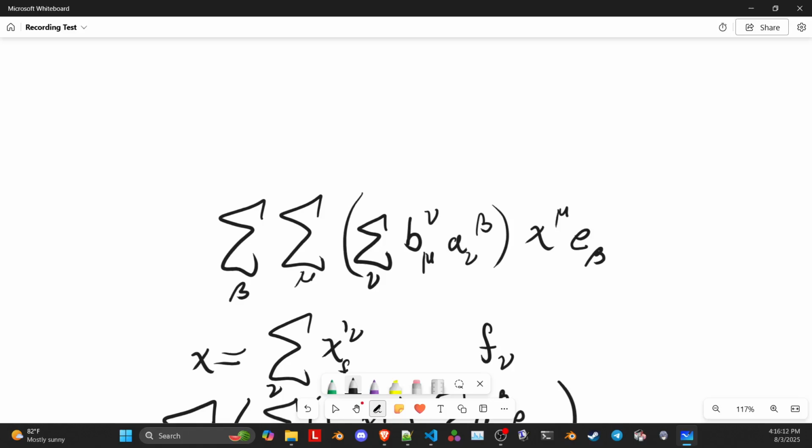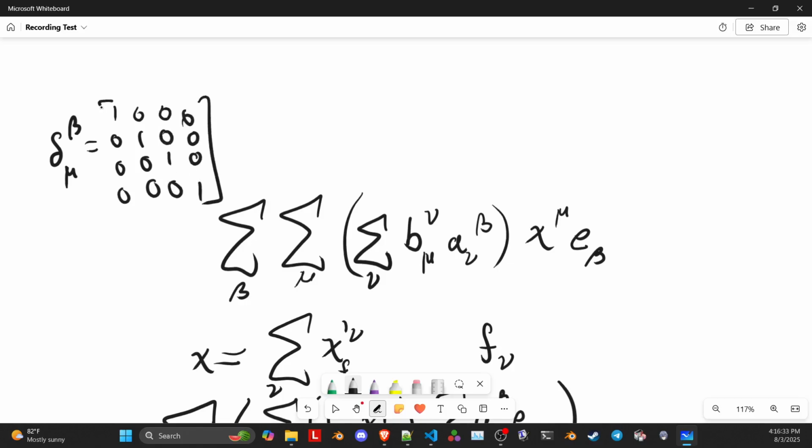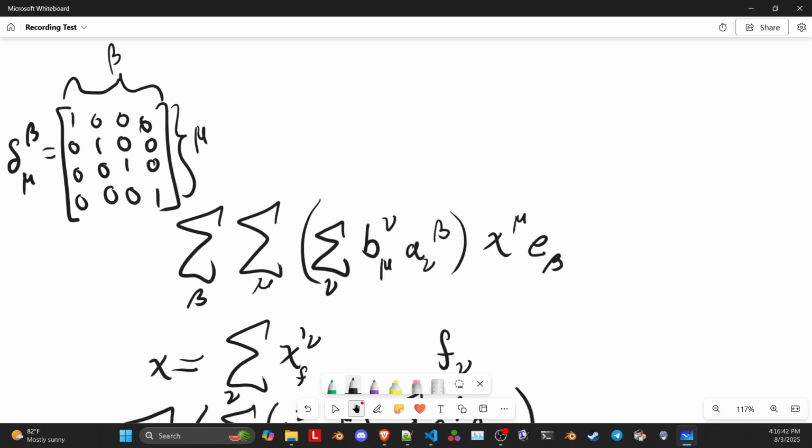So what is the matrix acting on the inverse? It's just the identity with ones on the diagonal and zeros otherwise. And there's a notation for this. So keeping in line with our indices, mu beta, we just have 1 0 0 0, 0 1 0 0, 0 0 1 0, 0 0 0 1. And beta goes this way, and mu goes this way.